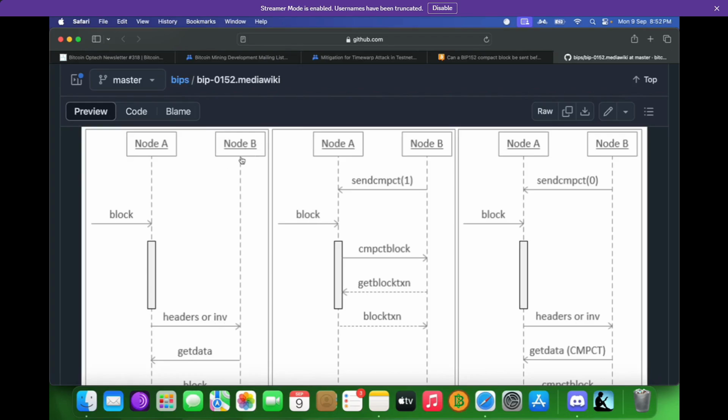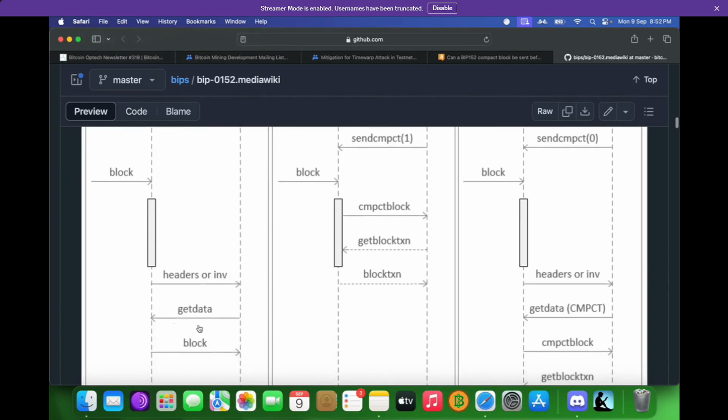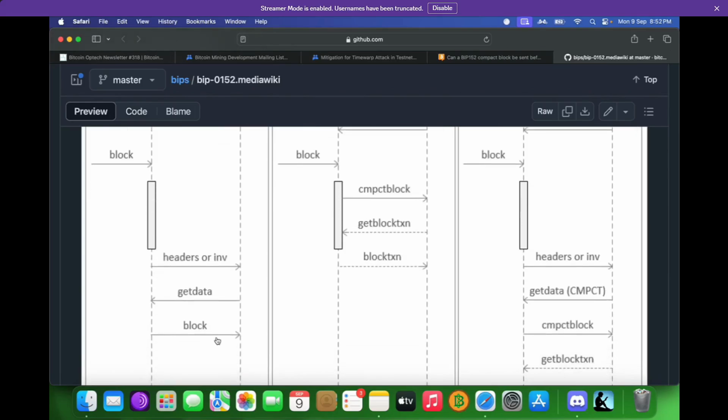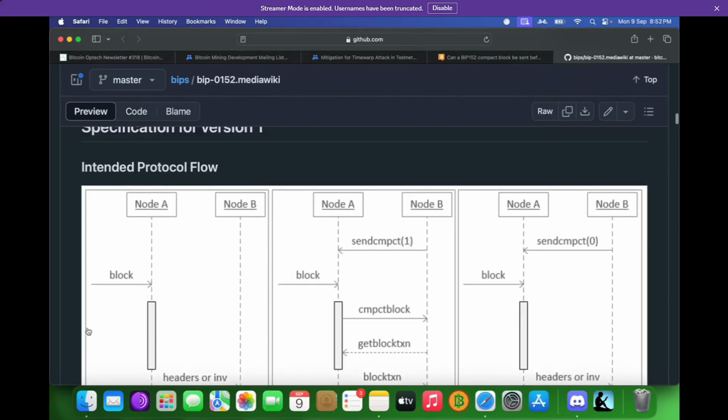If node B has this block, then node B will just inform node A that, hey, I have this block, I don't want this block. If it doesn't have this block, then it will send the getdata message, saying, hey, the block that you received, I don't have that block. And then node A will share the block. This is the pre-compact block version.